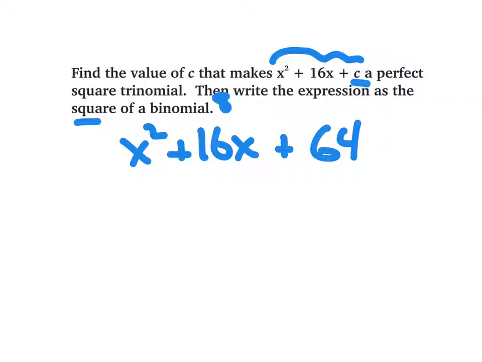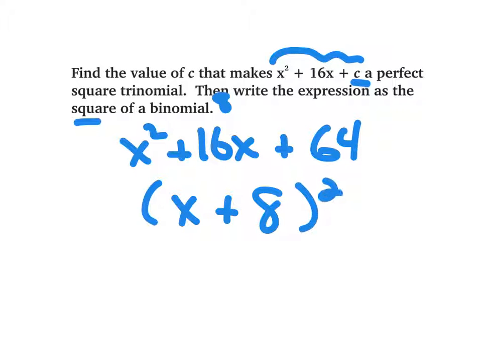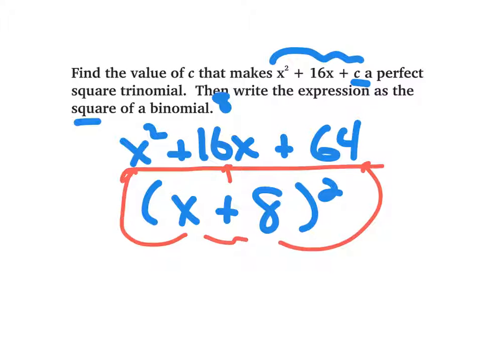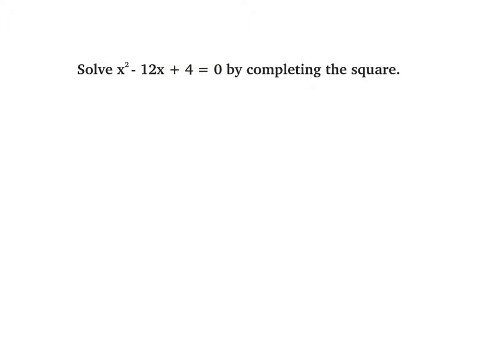Then it says write it as a square of a binomial. Because you fixed it, you can write x plus 8 squared. Think about it: if you square the first number, you get x squared. If you multiply together and double, you get 16x. If you square the 8, you get 64. So again, to make a perfect square, you take half the middle, then you square it.